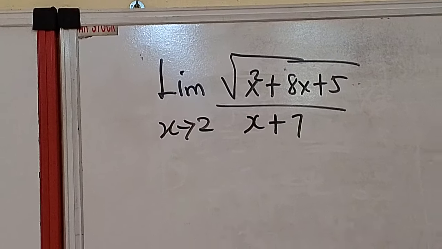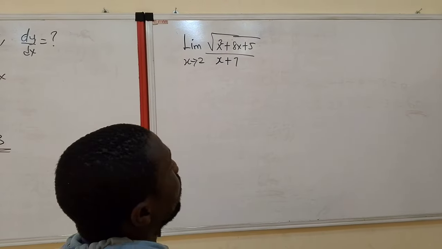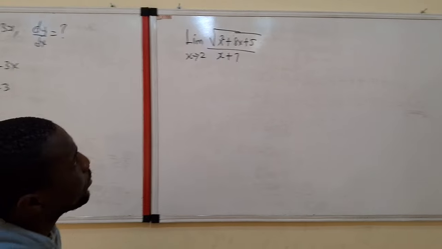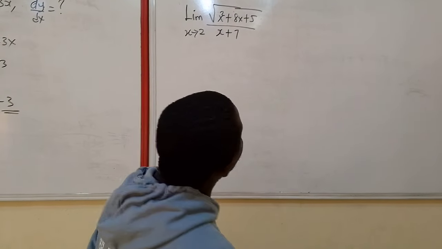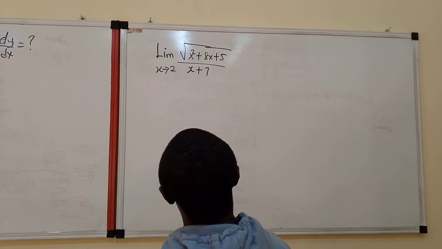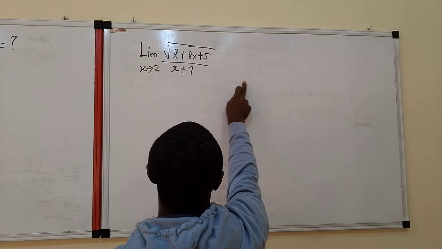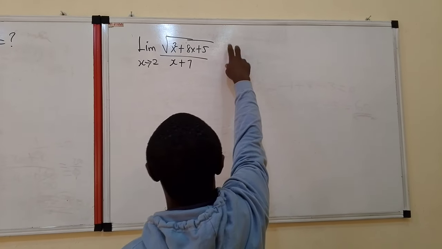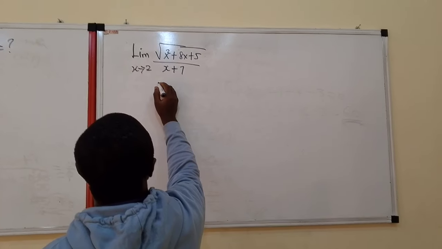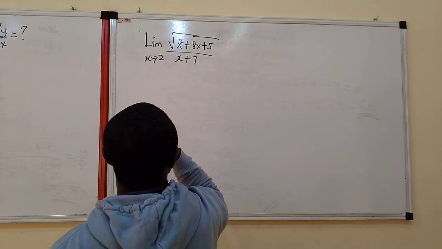We have this question. We have to look for the limit of this expression as x tends to 2. What do we do? Very simple. You know that if we substitute 2 here, we are not going to get an undefined expression. So let's go by the substitution. We substitute x equals 2 into the expression.